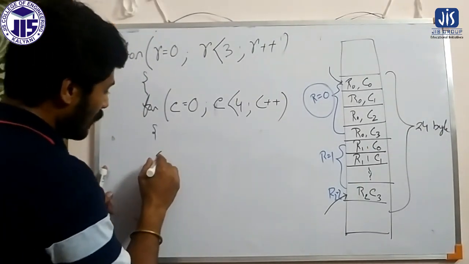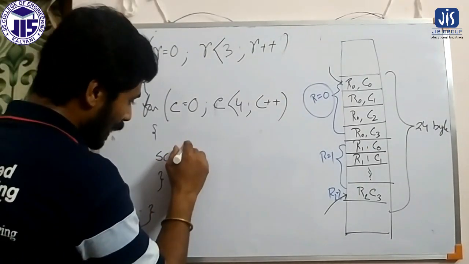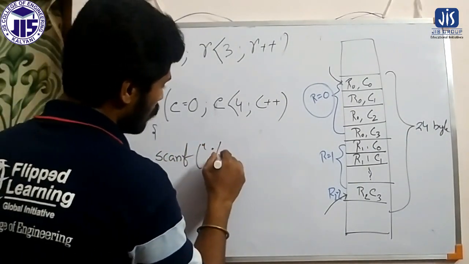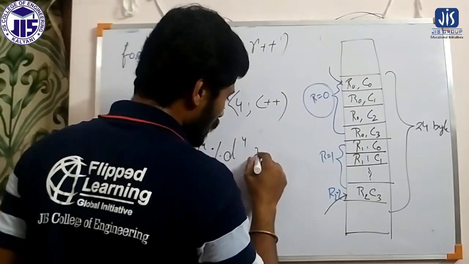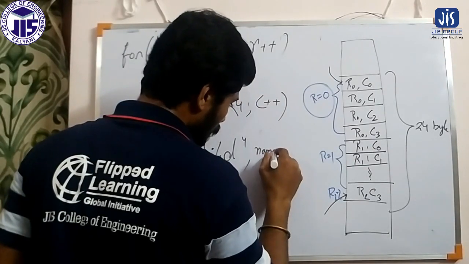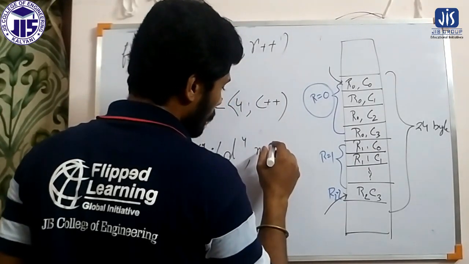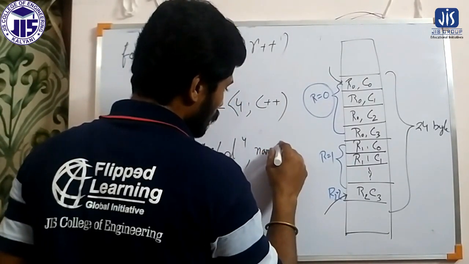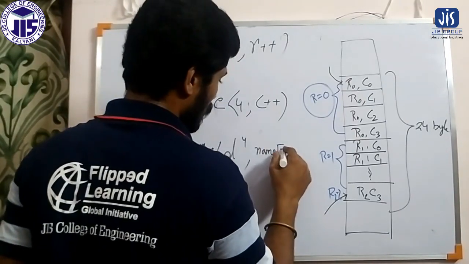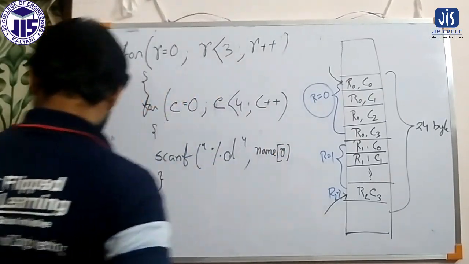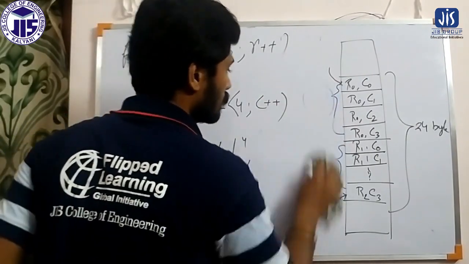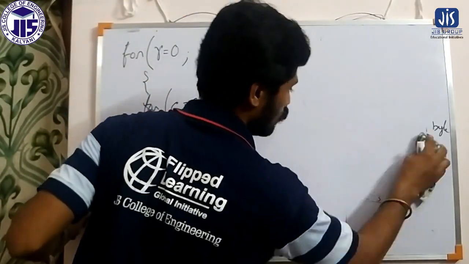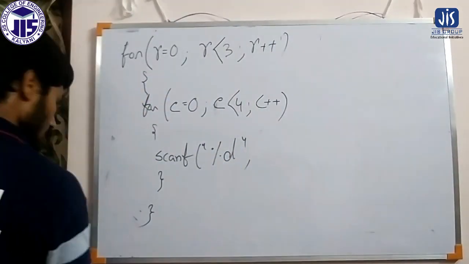Now here we can write scanf if we want to take input of this. So it will be %d, comma, the array name was name. Then we write row. Let me make it clear. This is no more required. Let me erase it. Okay.